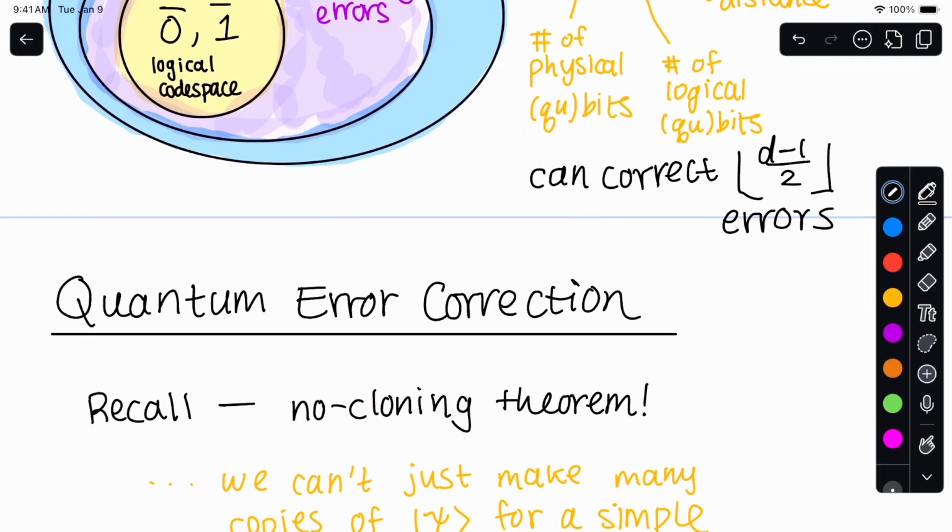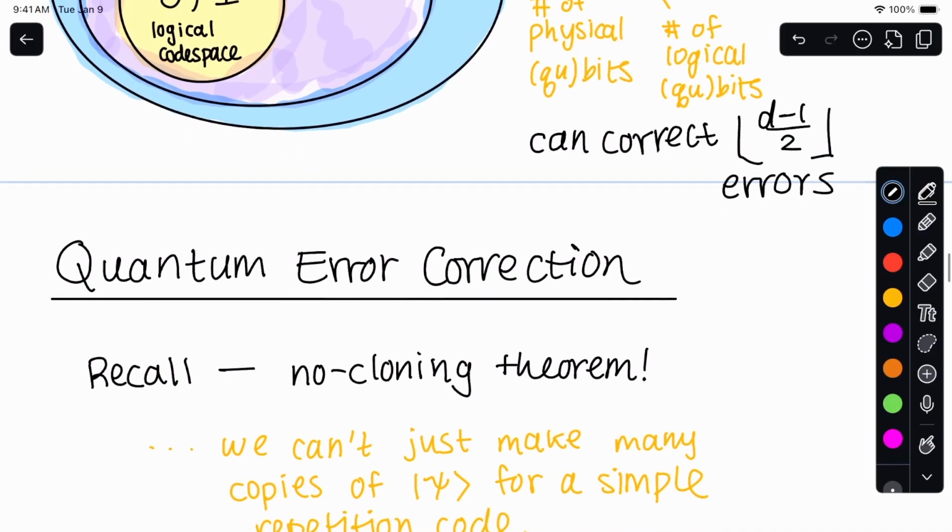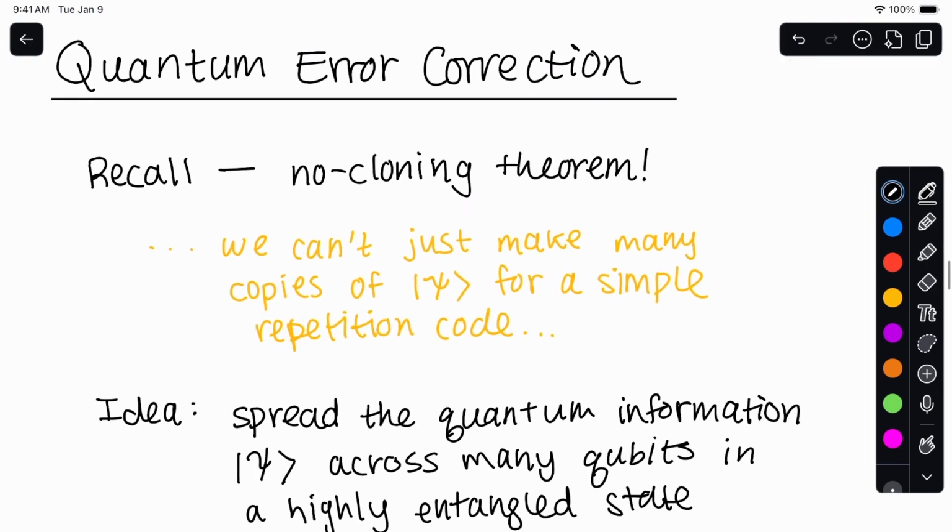And this makes sense because if we have too many errors, like more than d over 2 errors, then we'll end up closer to the wrong logical result. So now moving on to quantum error correction.